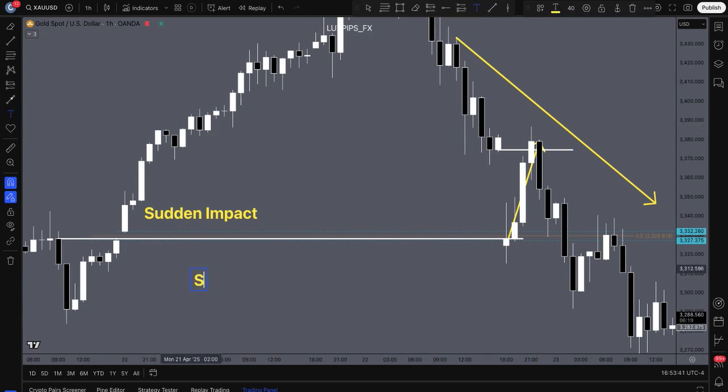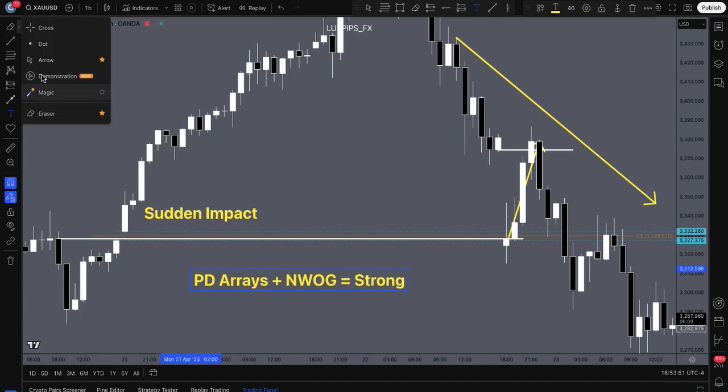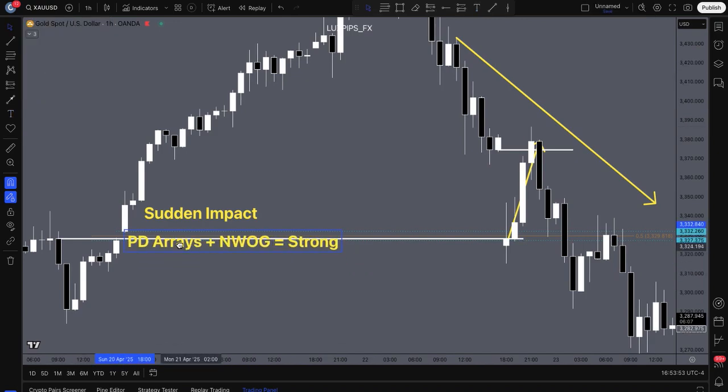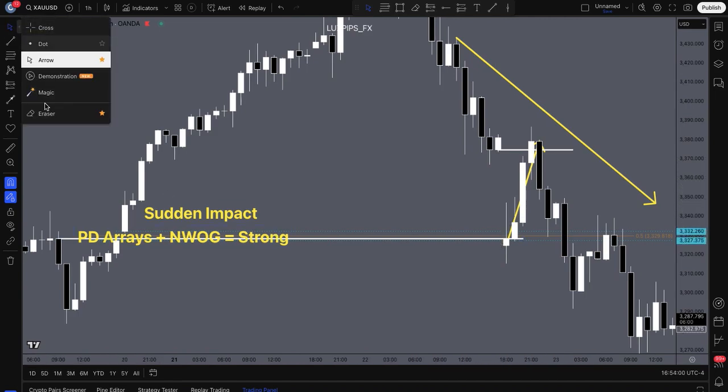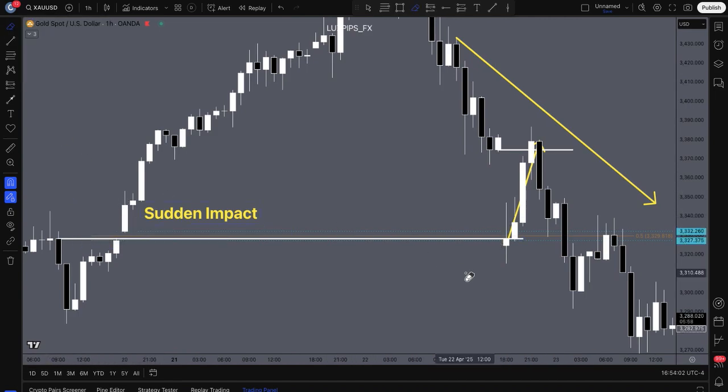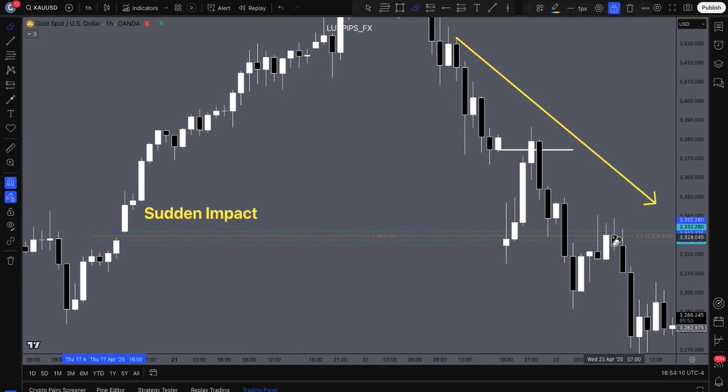Here's the thing. The PD arrays plus Enwalk equals strong. When you have them lined up together like this, it's going to be a strong level. So this is just an order block to an order block scenario. Would have made around 500 pips just using the Enwalk.